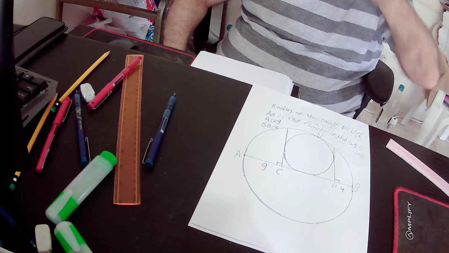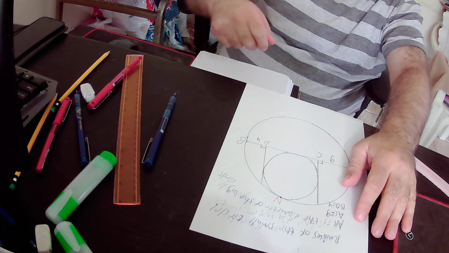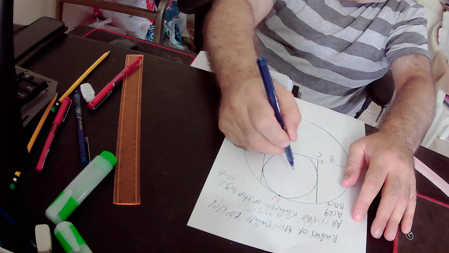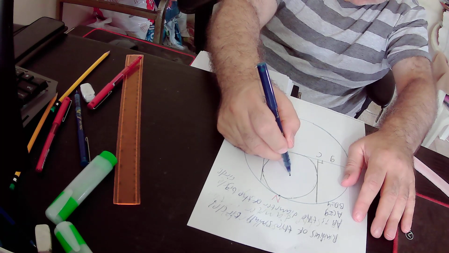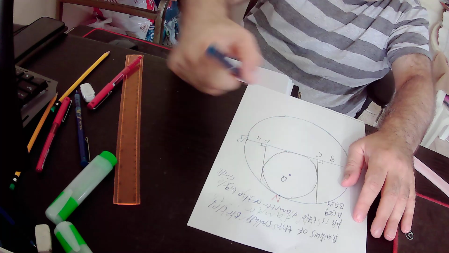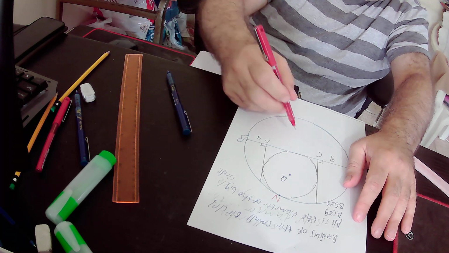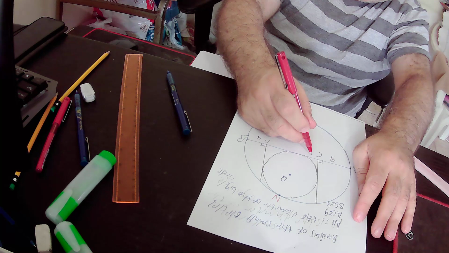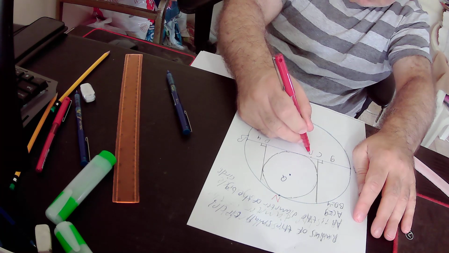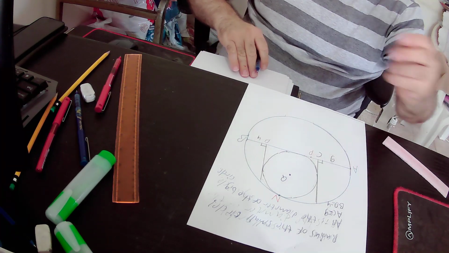Okay, first of all, let's define the center of this small circle as Q, or point Q is the center of the small circle, and we will define the center of the big circle as P. Point P is the center of the big circle, so I will write it down.